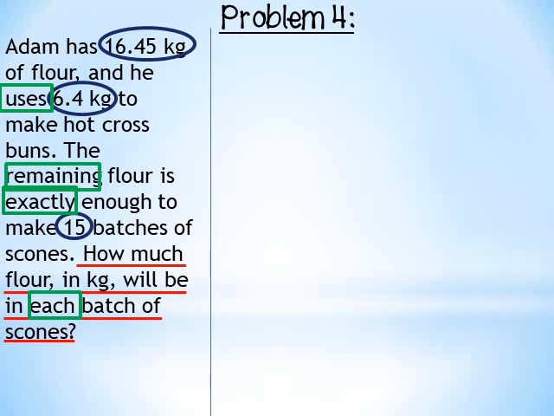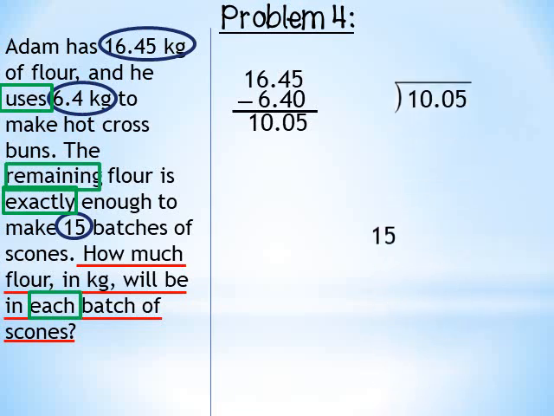So let's go ahead and set up our subtraction problem. 16.45 minus 6.4, and I just added a 0 at the end to make that 5 subtract correctly. So go ahead and subtract them, and you get 10.05. So that's how much flour he has left. So we're going to divide that by the 15 batches of scones he's going to make.